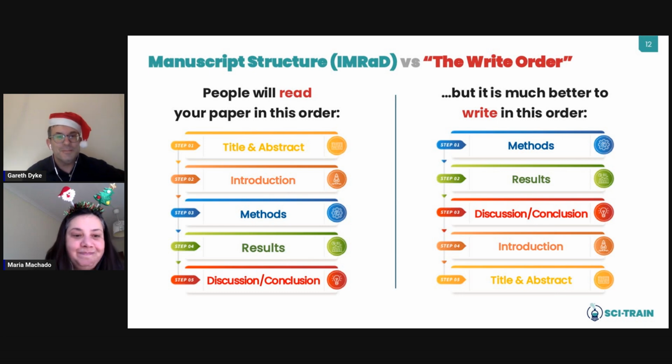Start at the middle. It's always good, for me, to start at the middle, because that's where the core novelty and the core message of your paper is. If you're writing a research paper, it's what you did and what you found. That's what you want to say first. That's what you want to put out there first. So you write your methods, you write your results, and then you interpret your results.